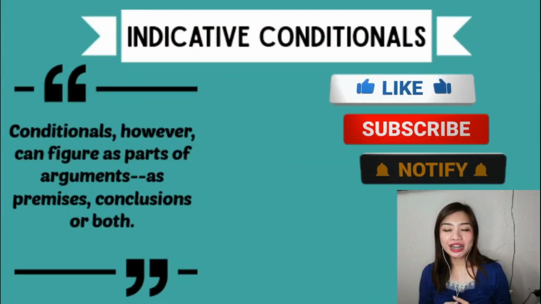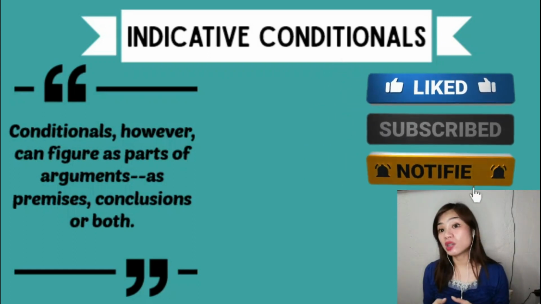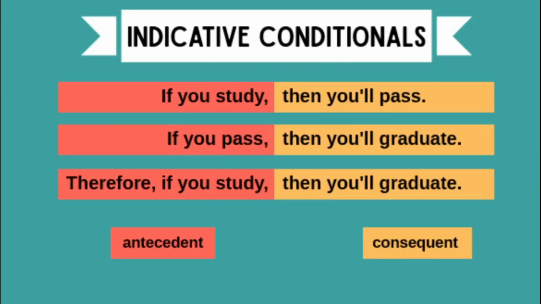Conditionals, however, can figure as parts of arguments, as premises, conclusions, or both. Let's take a look at this example. If you study, then you'll pass. If you pass, then you'll graduate. Therefore, if you study, then you'll graduate. As you can see here, we have three conditional sentences, right? The first two are the premises, and the last one is actually the conclusion.